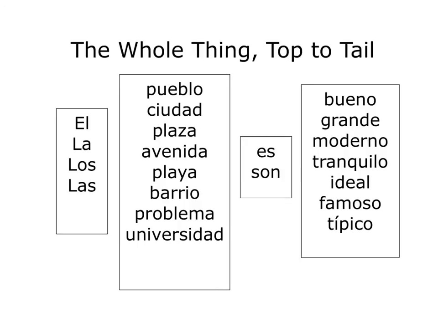Let's try another one. Let's talk about a town. Pueblo. Which one of these guys goes with pueblo? El pueblo. Would you say the town is or are in English? You'd say is, so es. What would you like our town to be? Is it big? Let's pick grande. Remember, that's a 2-form adjective, ends in an E, so we don't have to make any changes. El pueblo es grande.